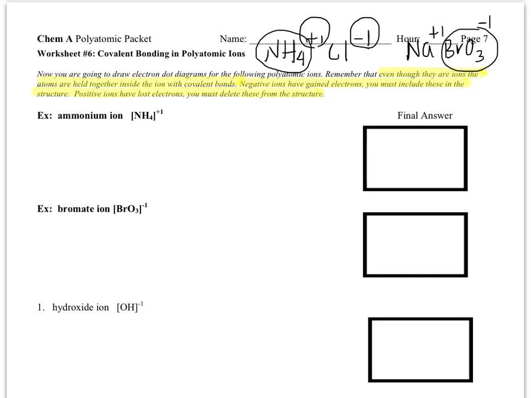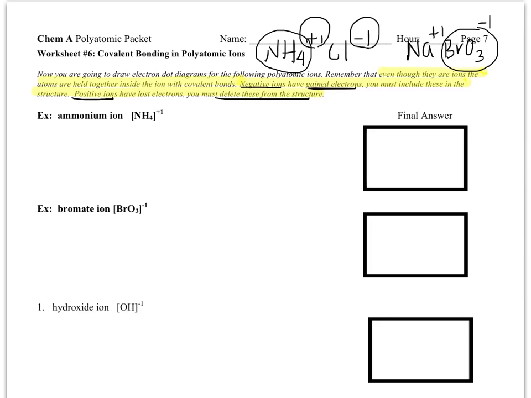So our negative polyatomic ions have gained electrons. So when you do your very first step, that total valence electron count, you're going to have to add in a couple of extra electrons. And ammonium, which is a positive polyatomic ion, well, that means it's given away an electron. So you're going to actually have to subtract one from the total valence electron count. Okay, so let's practice with both a positive polyatomic ion and then a negative polyatomic ion. Everything's going to be the same except the very first step.